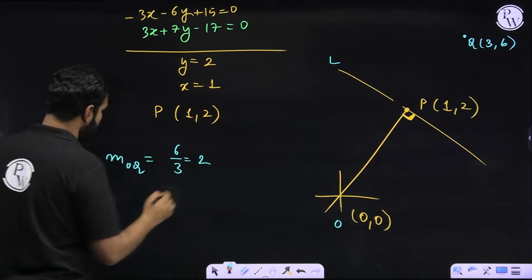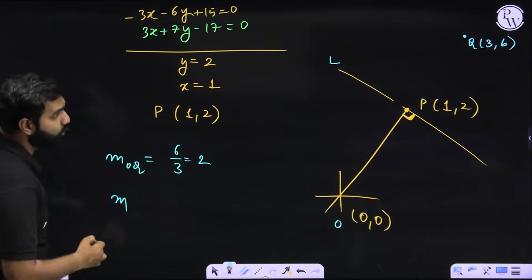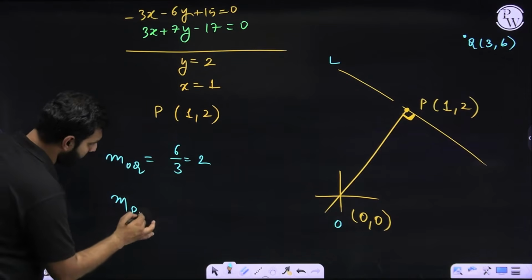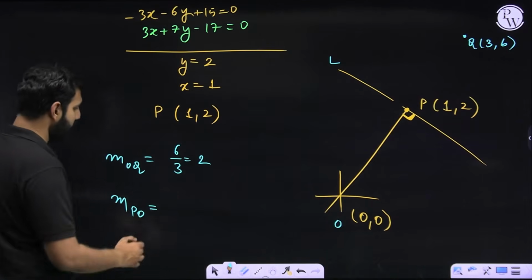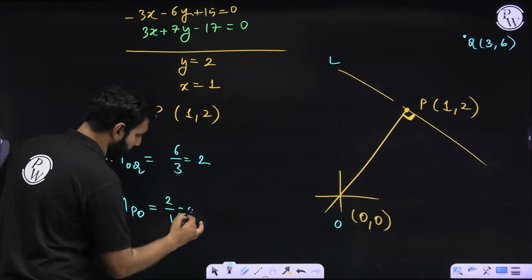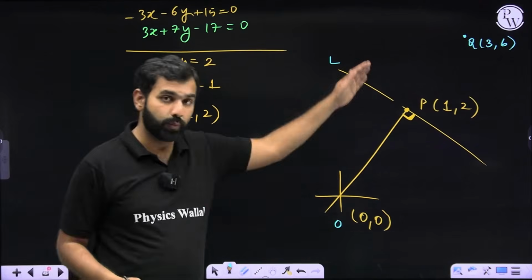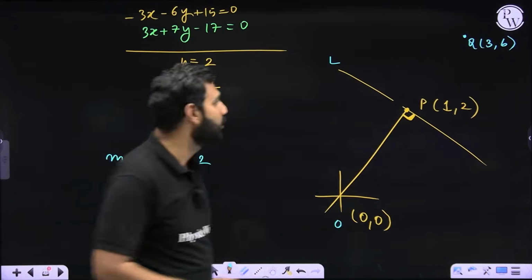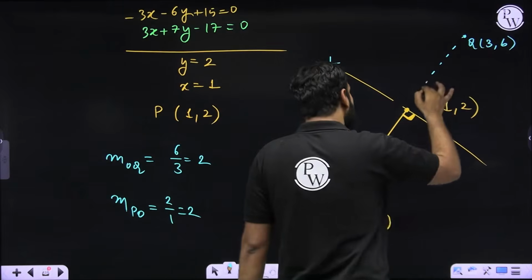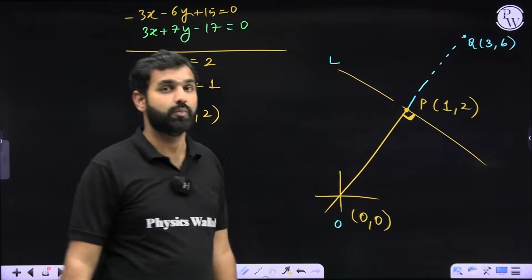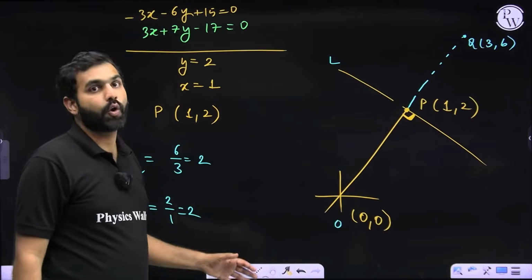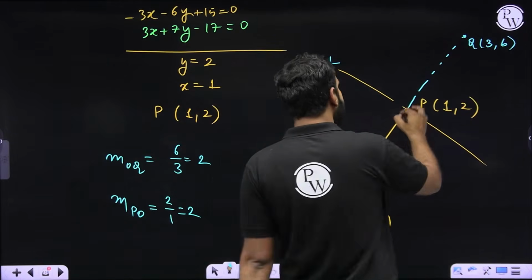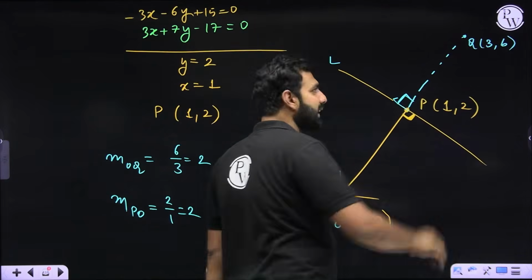which is 2. If I were to ask you to find the slope of PO, then you'll say 2 minus 0 upon 1 minus 0, which is 2 upon 1, which is also 2. So can I not say that the slope of QO and PO are the same, which means these 3 points must be collinear. And if these 3 points are collinear, what are we asked? That this is 90 degree, then I need not say that this will also be 90 degree.